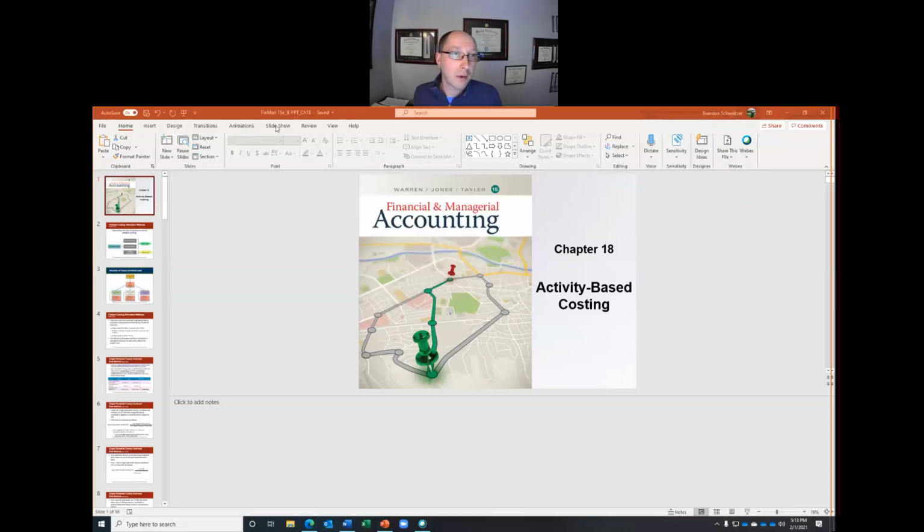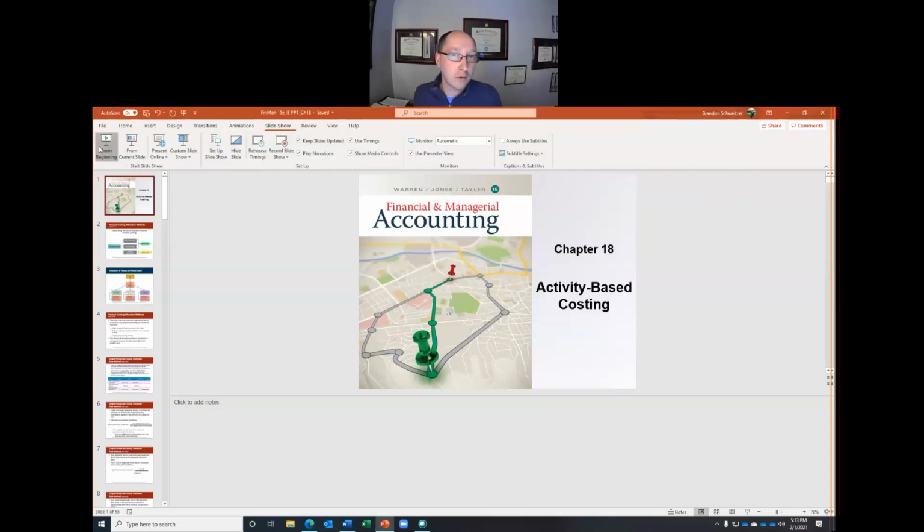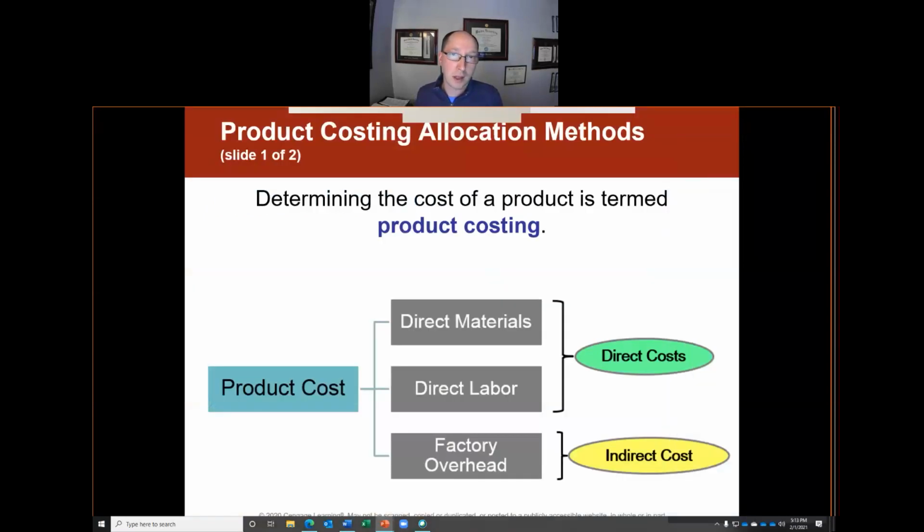So here we go. I'm going to slideshow view. There we go. Okay, activity-based costing.